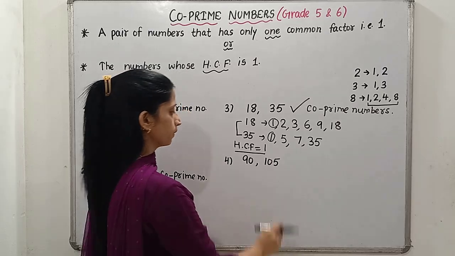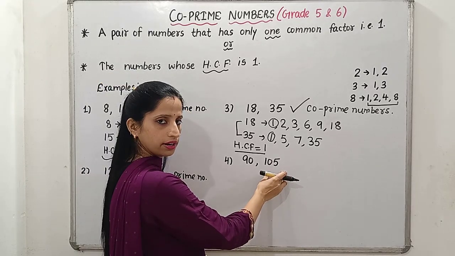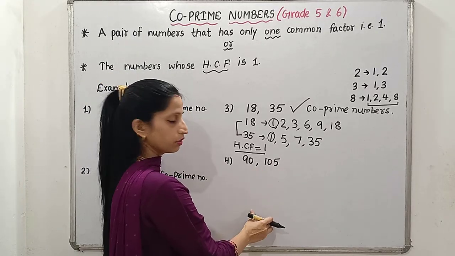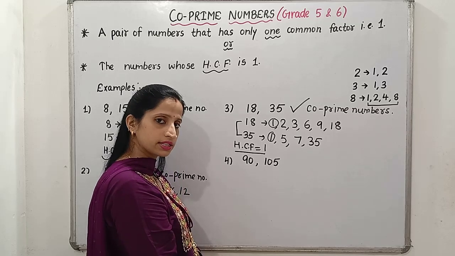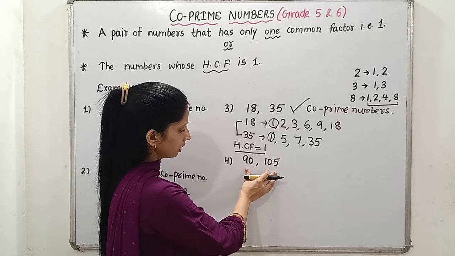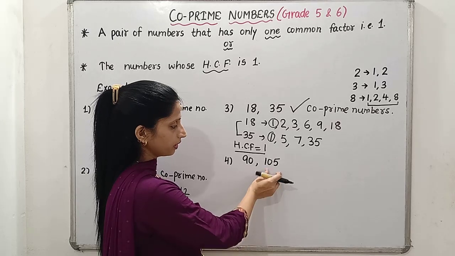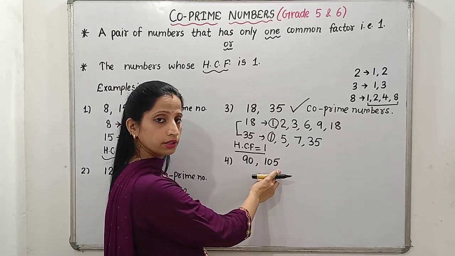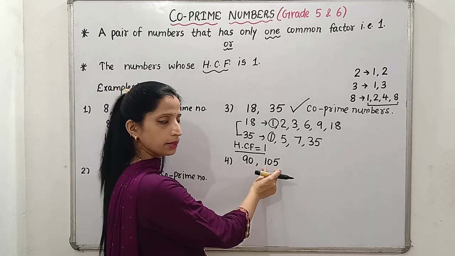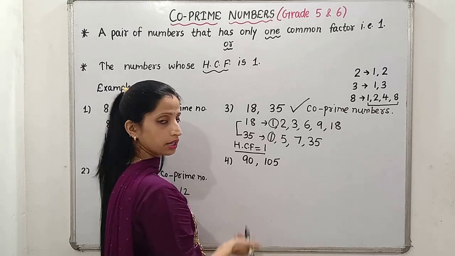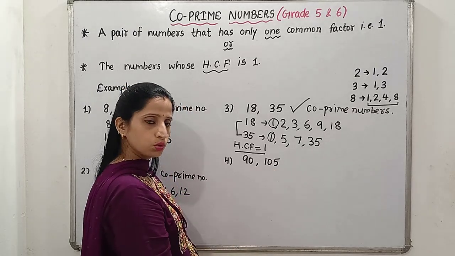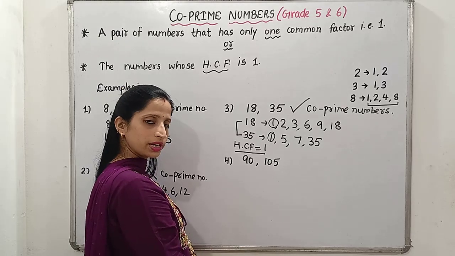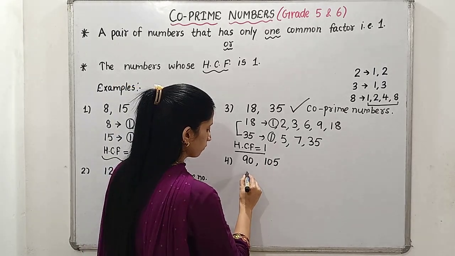Now let's move on to our next pair, 90 and 105. So again, what you have to do is find out the HCF. Or you can see that 90 is divisible by 15, and 105 also comes in the table of 15. 15 times 6, 15 times 7. So there are many common factors between these two. 5 is also common. So let's find out its HCF.